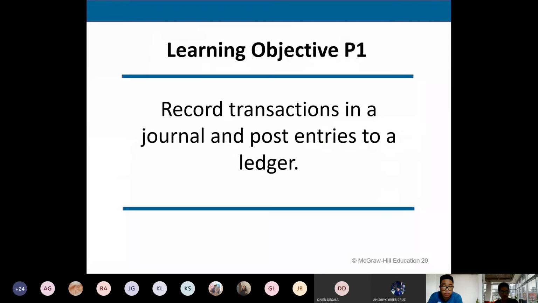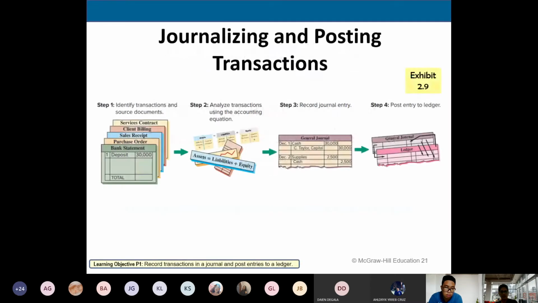Okay, so another objective natin for today is we're going to record transactions in a journal and post entries to a ledger.